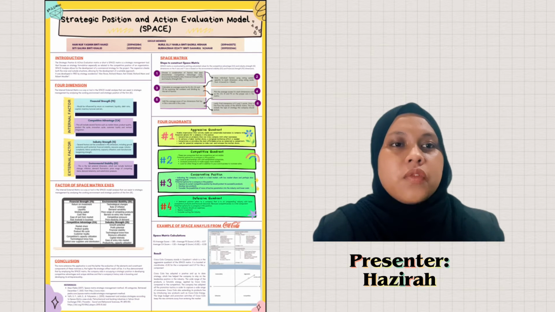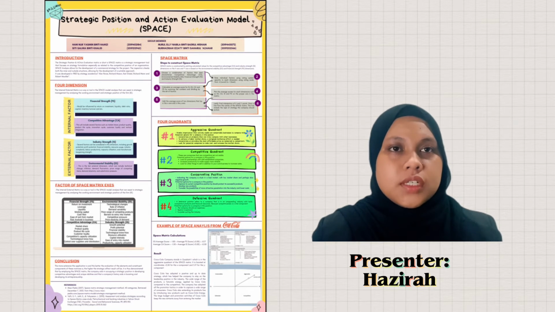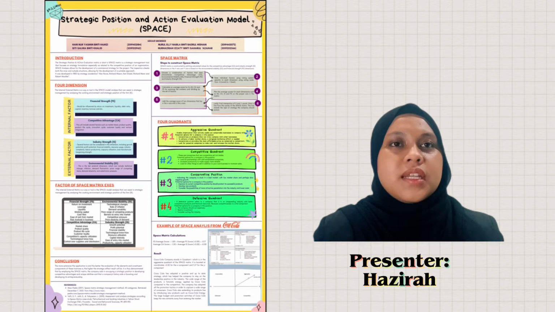Next, the third dimension is environmental stability. The factors of this dimension are technological changes, rate of inflation, demand variability, price range of competing products, barriers to entry into market, competitive pressure, and lastly price elasticity of demand. The last dimension is industry strength.